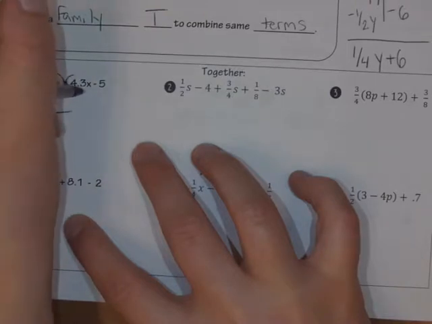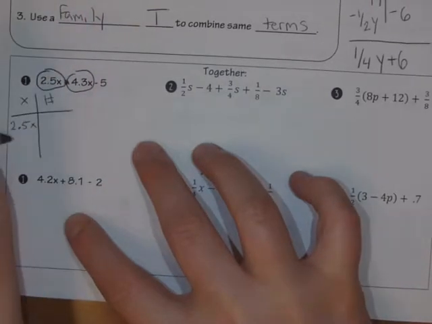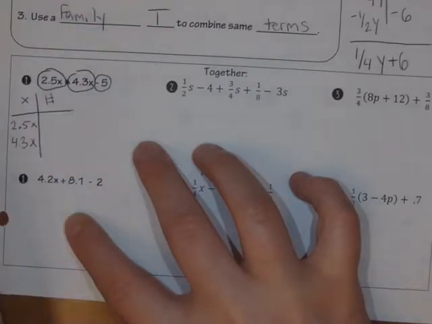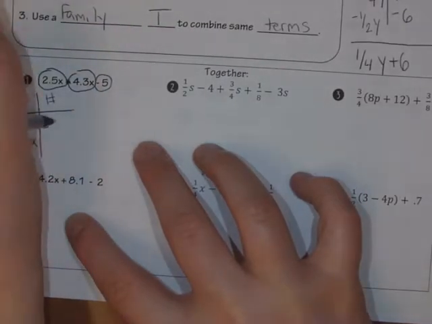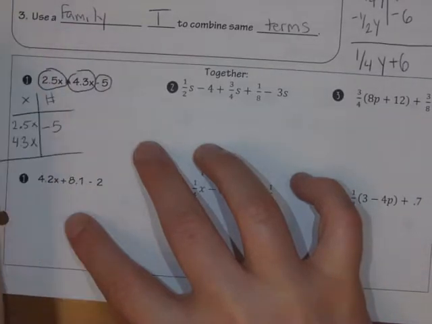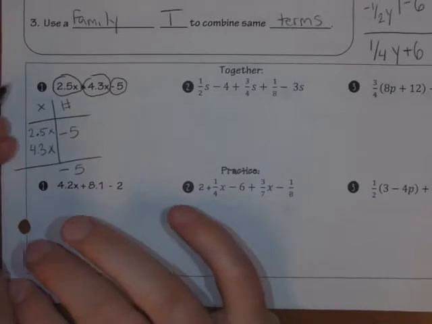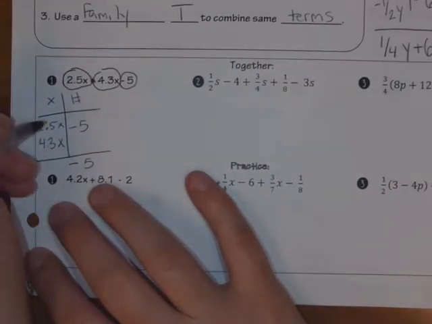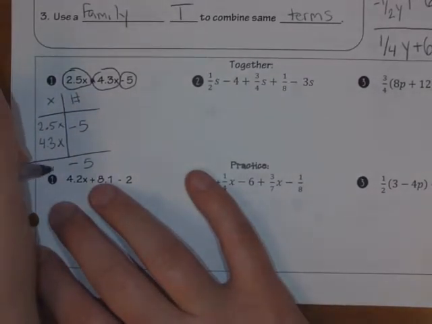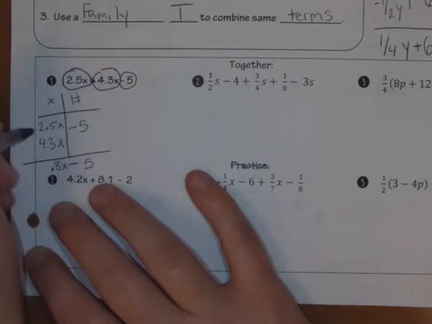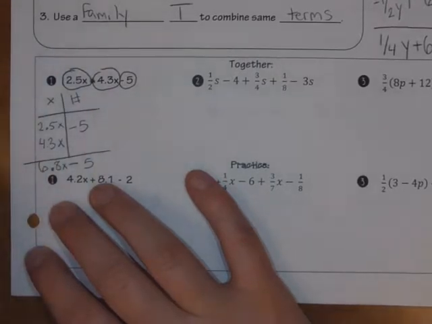I have 4.3x. And then I have -5. So I can tell you right now that -5 is going to come straight down because it's nothing to add it to. And then you just have to add these up. I don't even need a calculator for this. 5 plus 3 is going to be 0.8x. 4 plus 2 is 6. So it's going to be 6.8x minus 5.